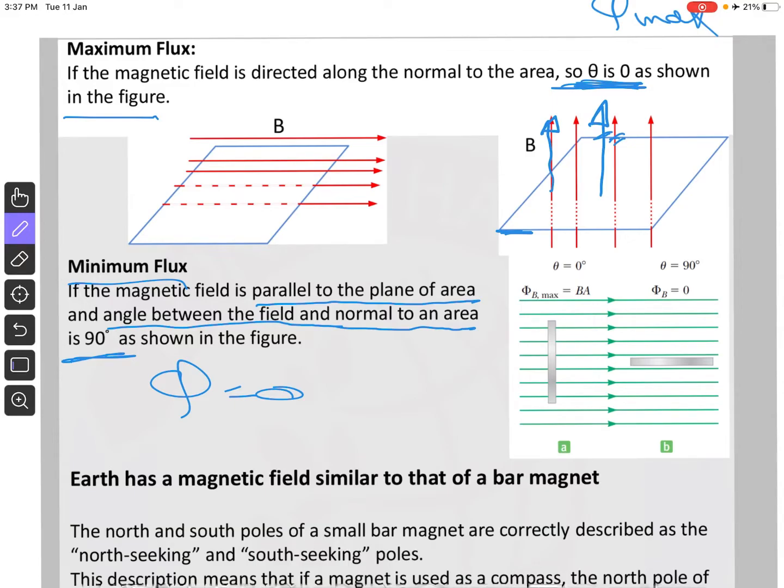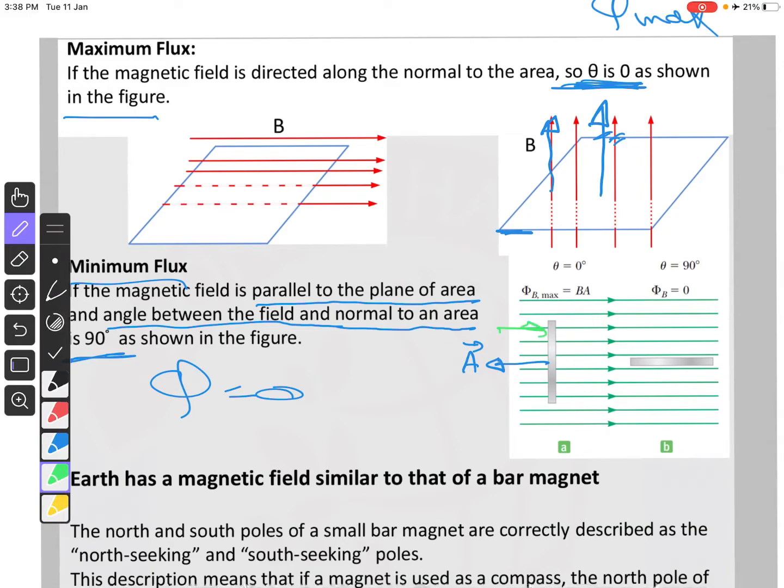Look at this one. In that case, if this straight line shows the area vector, and these green lines, as you see, show the magnetic field. The magnetic field comes in that direction. What is the angle between the magnetic field and the area vector? The angle between the magnetic field and the area vector is 0. Theta is equal to 0. So in that case, you're going to have a maximum flux. And logically, we see more magnetic field lines going through the area.